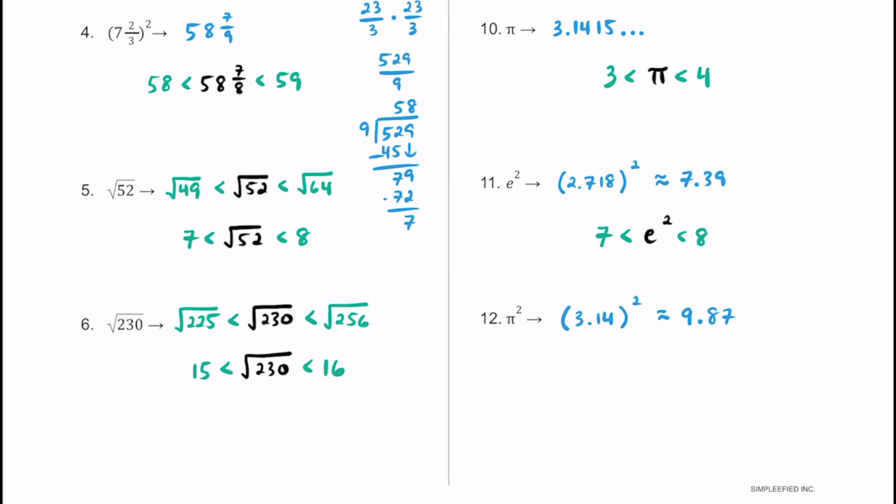So on the smaller side, we're going to say that's going to be 9. That's going to be less than whatever pi squared is. And pi squared is always going to be less than 10 though. So even though it goes on forever for a decimal, it is still less than 10, but greater than 9.